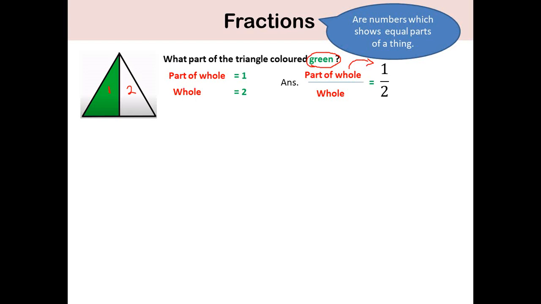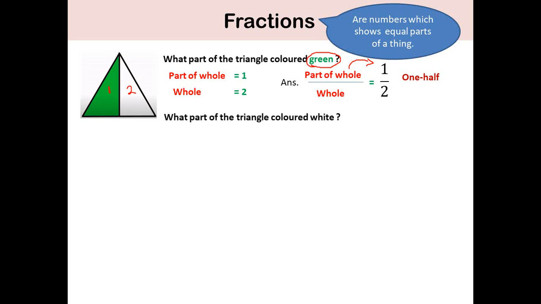So instead of part of whole, I will write 1 by whole. Look at the whole triangle. It has been divided into two equal parts. So instead of whole, I will write 2. So this is 1 by 2. That means the answer is 1 by 2 part of the triangle colored green. It is also read as 1/2.